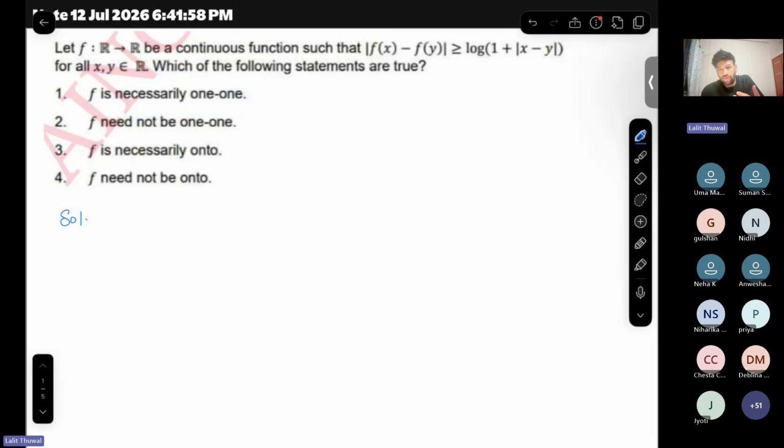For a function to be 1-1, whenever f(x) is equal to f(y), we should have x equal to y. So it can be directly done via this inequality. So assume that f(x) equals f(y).